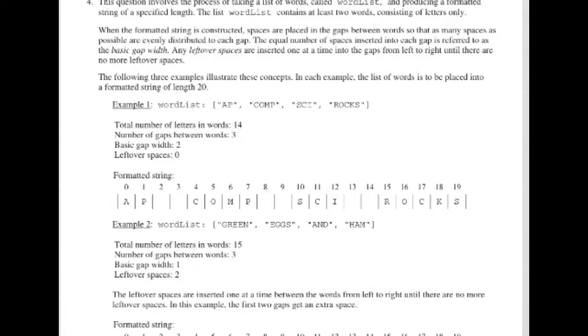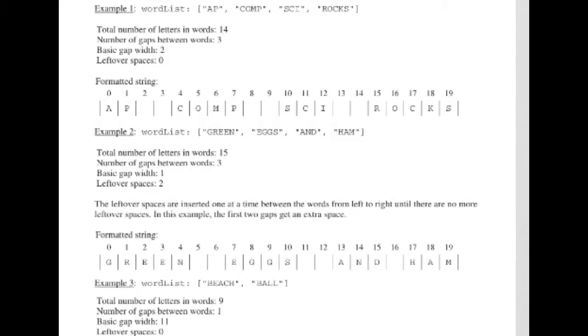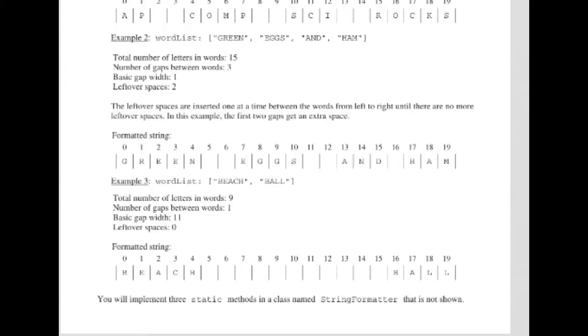So you get these words: AP, comp, sci, rocks. It says number of letters in the words. So 1, 2, 3, 4, 5, 6, 7, 8, 9, 10, 11, 12, 13, 14. And then you have to put it into 20 spaces. Okay, that's great. I'll come back to this if I need to. This one has a gap of 1. The rest have gaps of 2. Okay, that's nice.